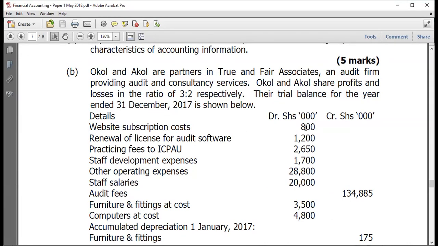Now, as you can see, website subscription costs, these are the normal expenses, and this will go within our P&L.